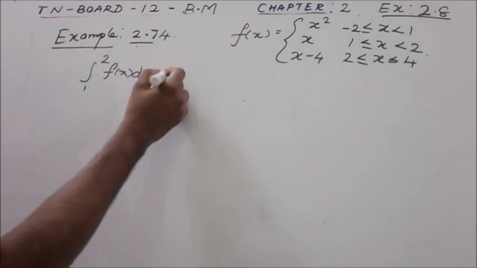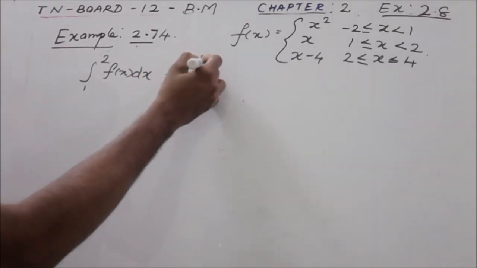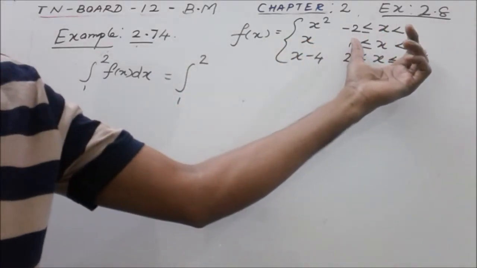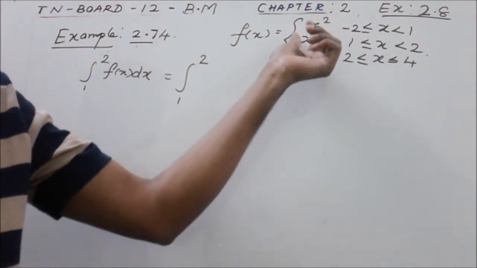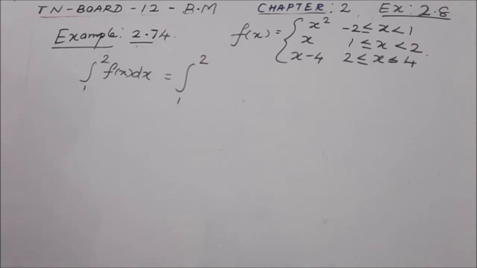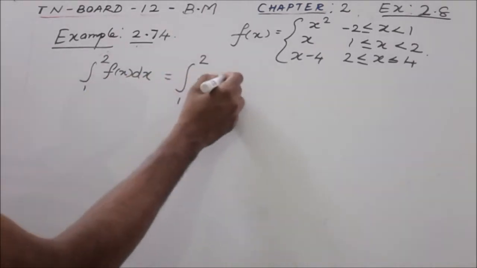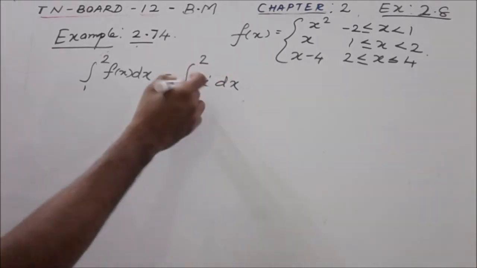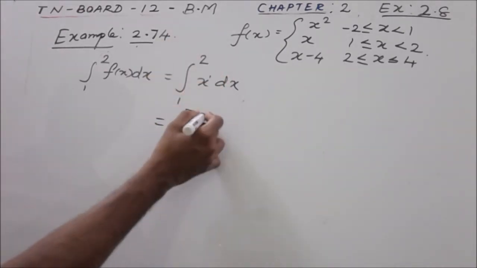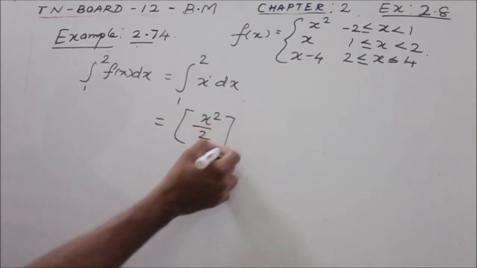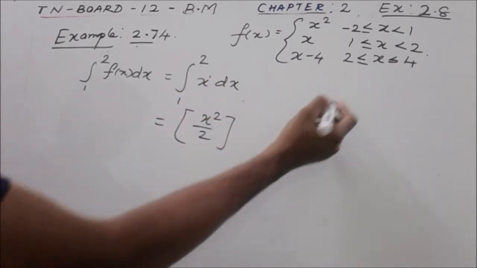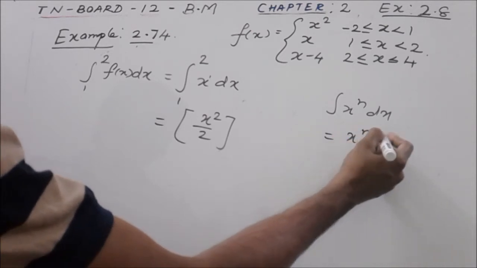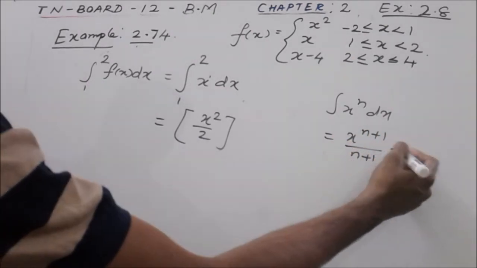That is equal to integral 1 to 2. In the limit interval of 1 and 2, we have the function x. So substituting f of x as x into dx, simple integration by x power n formula. Integrating x dx becomes x square by 2, because integral x power n dx is equal to x to the power n plus 1 divided by n plus 1 plus c.